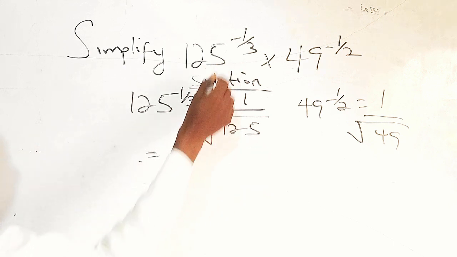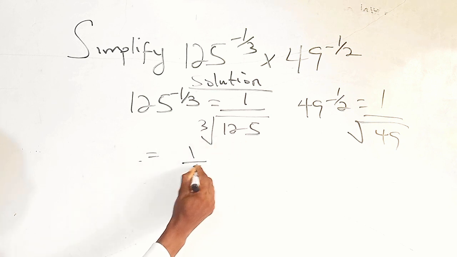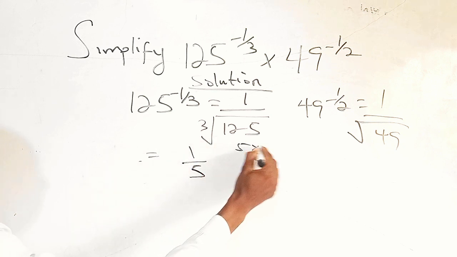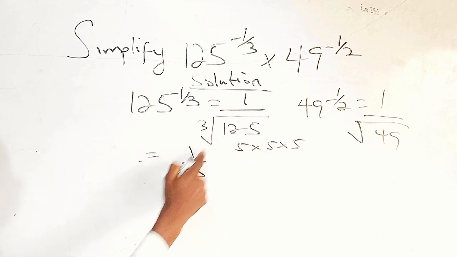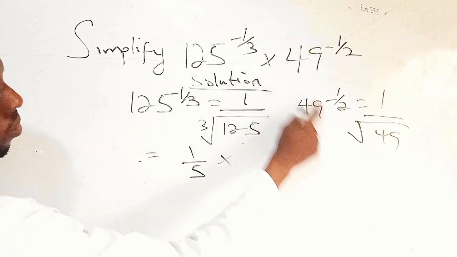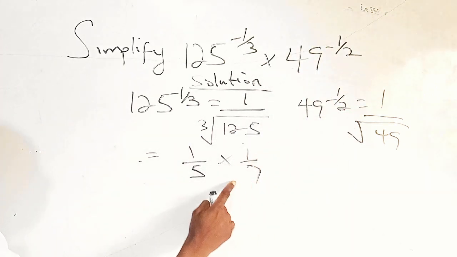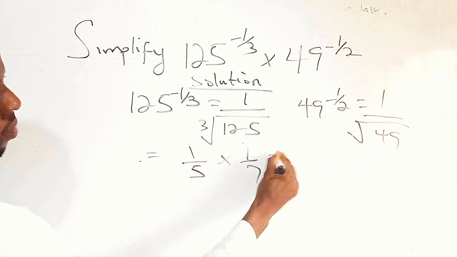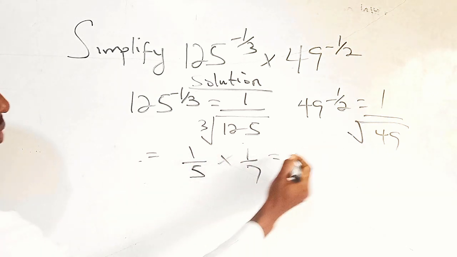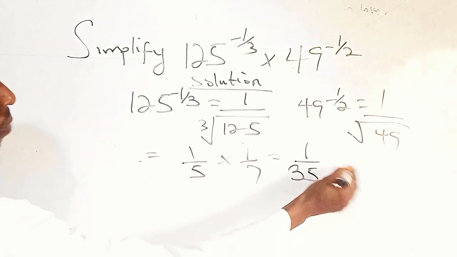So from here I'm having 1 over the cube root of 125, which is 5, meaning 5 times 5 times 5 is 125. That's the cube root. Okay, so everything here has turned to 1 over 7, since the square root of 49 is 7. So by the time I solve, I have 1 times 1 to be 1, 5 times 7 to be what? 35. This is my answer.